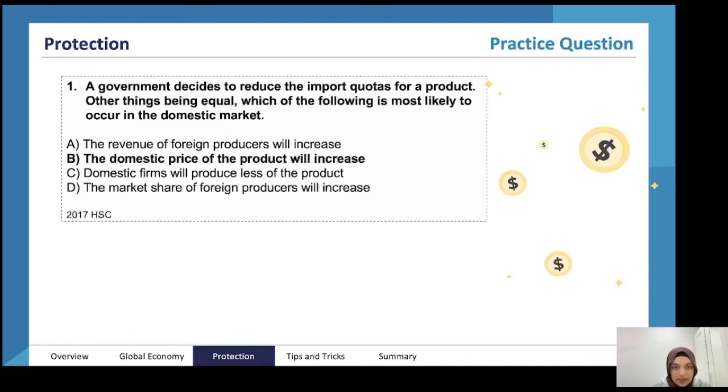The domestic price of the product will increase because now that there is increased protection, domestic producers get the favorable outcome compared to foreign producers, right? Foreign producers are now bringing in less of the good, so domestic businesses get the upper hand in terms of how they would like to price their products.